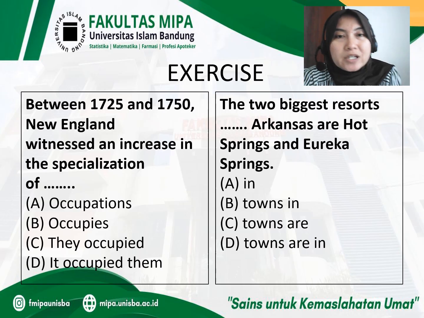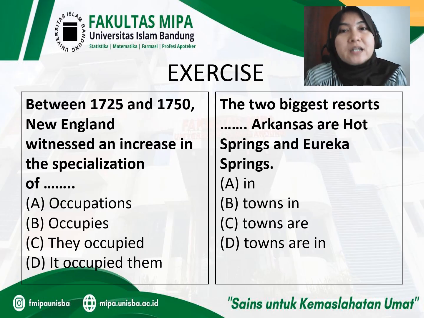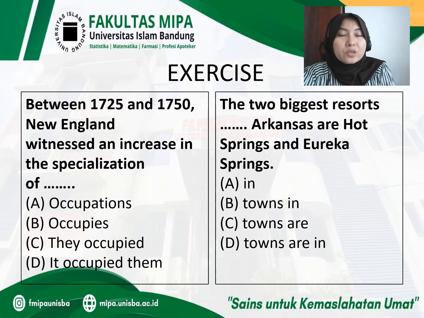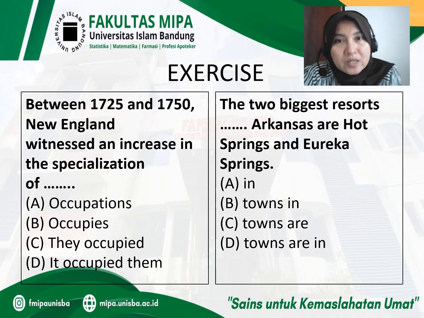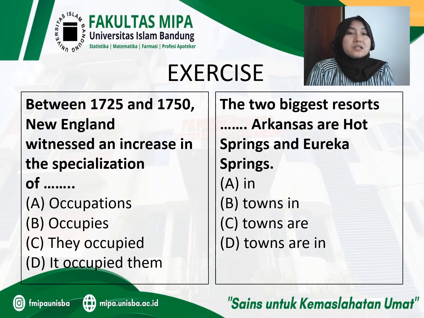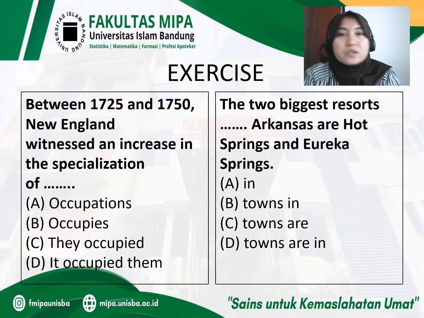So let's check option A, "occupation." Occupation is a noun, so it is a correct form and it can be an answer. Option B, "occupies." Occupies is a verb, so this is not correct because we need only an object of a preposition. Option C, "they occupied," is a clause, with "they" as the subject and "occupied" as a verb, so this is not correct.